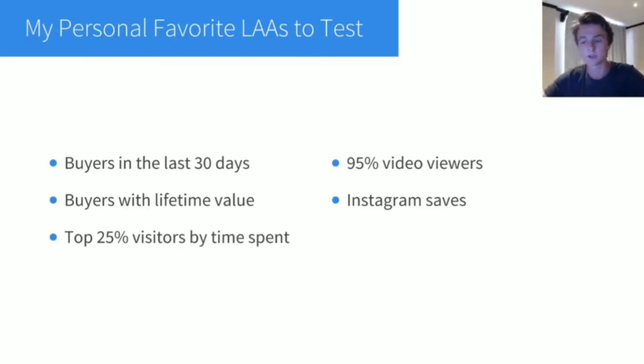Another one is the top 25% visitors by time spent. I found in my experience that VC lookalikes, view content lookalikes, don't work really well. But if you do a top 25% visitors by time spent, you'll get a much more targeted custom audience, and when you build a lookalike audience from that, it's going to do a lot better. Another one is 95% video viewers. I really like that one, especially because it's easy to get enough video views to build a 95% video viewers custom audience. This is one of the first lookalike audiences that you can test, and that usually does really well. And lastly is Instagram saves. Especially if you're doing some influencer marketing on Instagram, building a lookalike audience of your Instagram saves will usually perform really well.